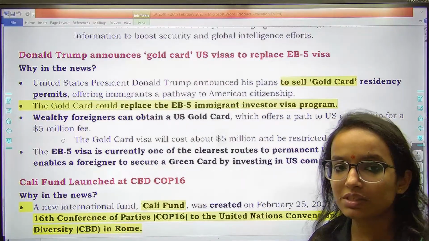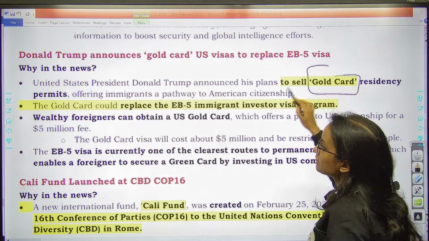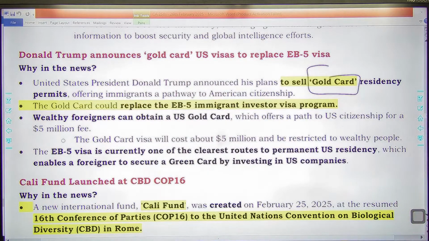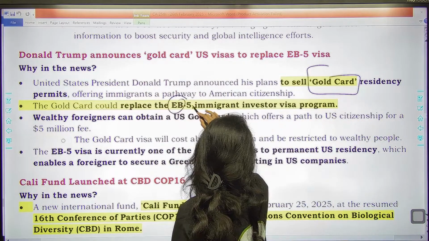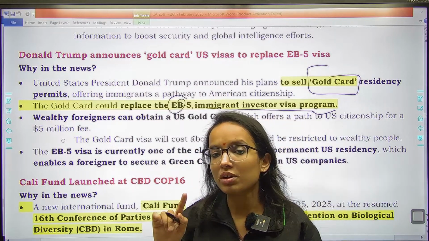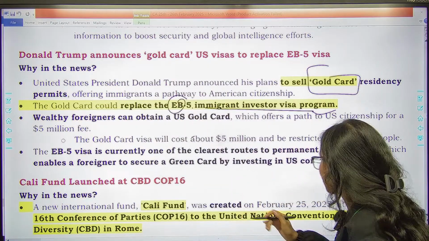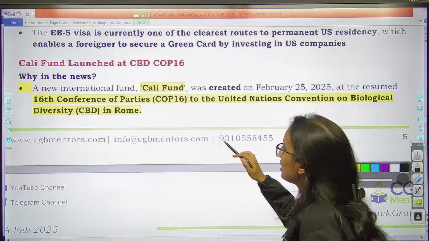Next, the US President recently announced his plan to sell a gold card. Gold card residency permits will be provided, offering immigrants a pathway to American citizenship. After that, they will have a way to get American citizenship. This gold card could replace the EB-5 Immigrant Investor Visa Program. Via the gold card, they are targeting wealthy individuals. They want wealthy individuals to reside in the US. This is the entire thing. Remember this gold card.